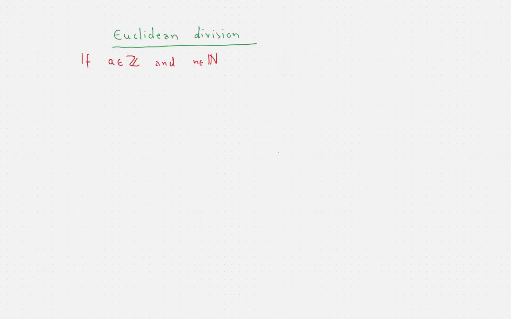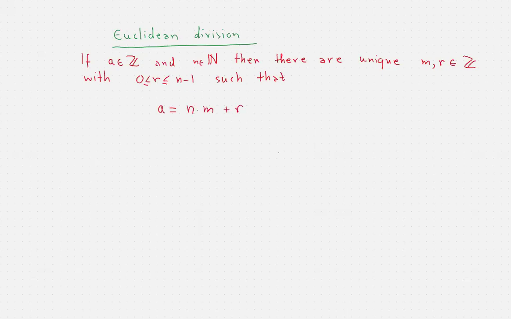there are unique M, R in Z with R being between 0 and N minus 1, such that A is the same thing as N times M plus R. So this is the good old division that we all learned in elementary school.